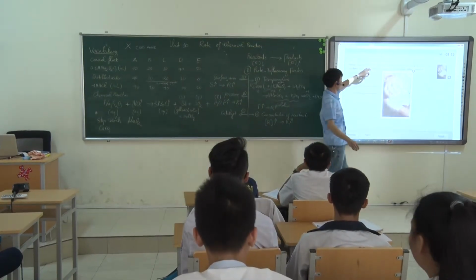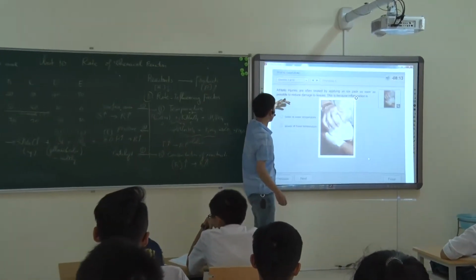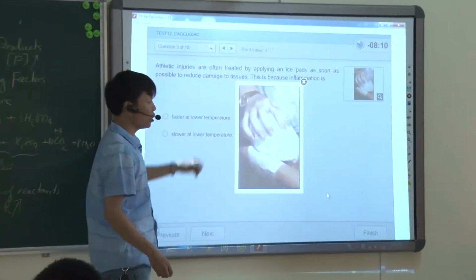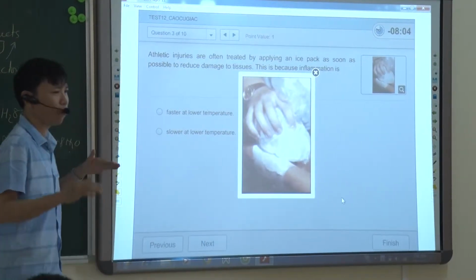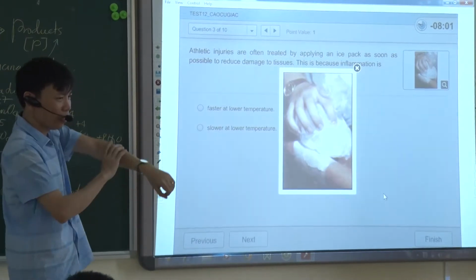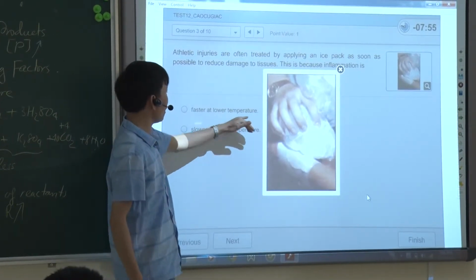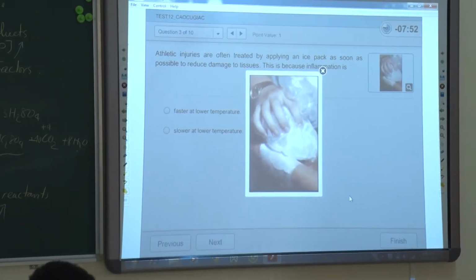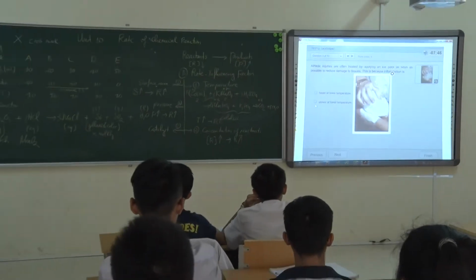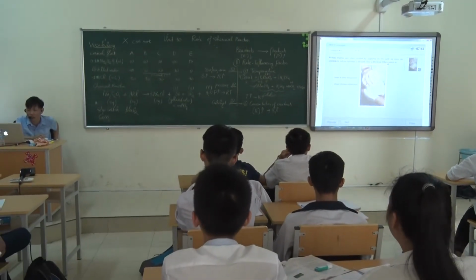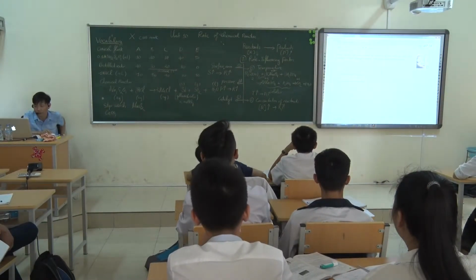Athletic injuries are often treated by applying an ice bag as soon as possible to reduce the damage to tissue. The reason is because of the inflammation, sự viêm nhiễm. Khi mà ta bị áp xe hoặc là cái gì nó căng lên, bắt đầu ta chườm cái gì ạ? Slower at lower temperature. Okay, slow, faster. Slow at lower temperature. Okay? Ở nhiệt độ thấp.